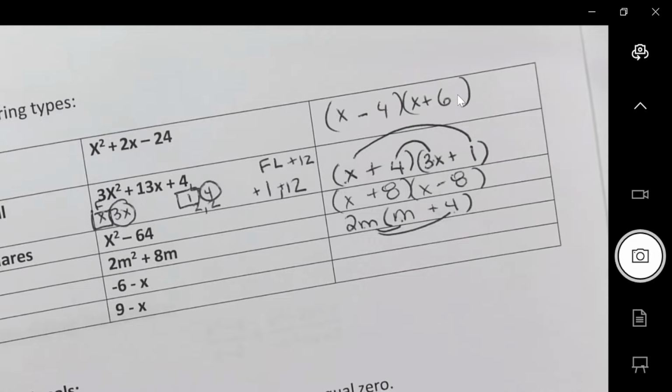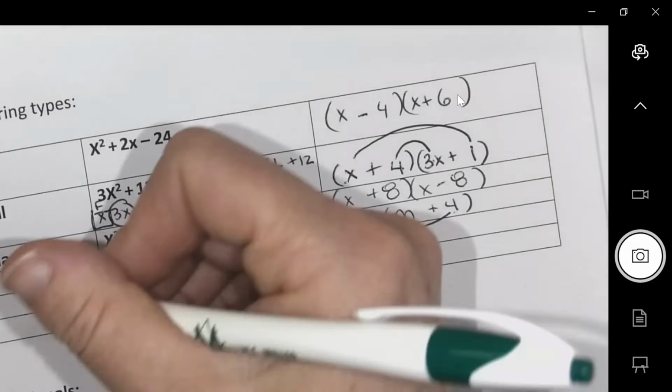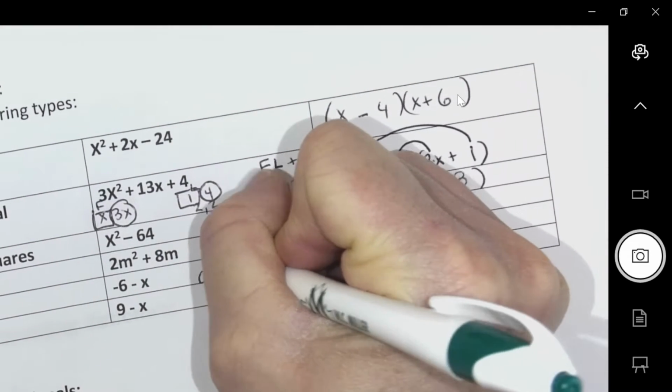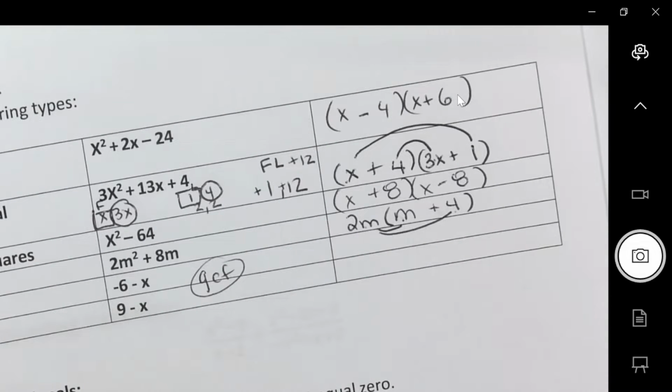Okay, so that is all old stuff. You know all those. Okay, I'm going to introduce a new one. It's not really new, but I'm just calling it something else. I just kind of made it up on my own. I'm calling it the negative out, which is just a GCF. It is a GCF, but I'm going to call it negative out as a special type of GCF.